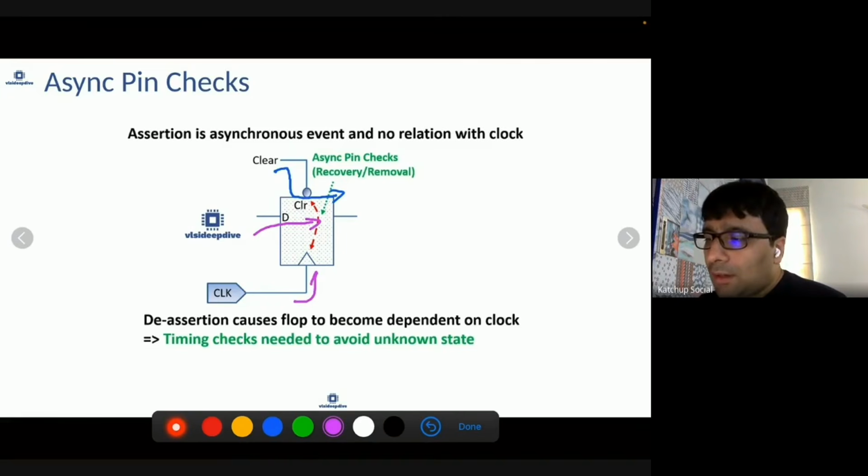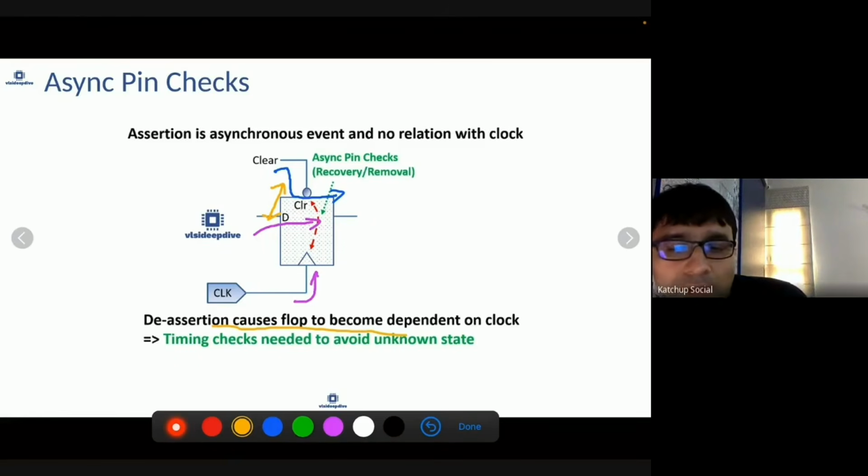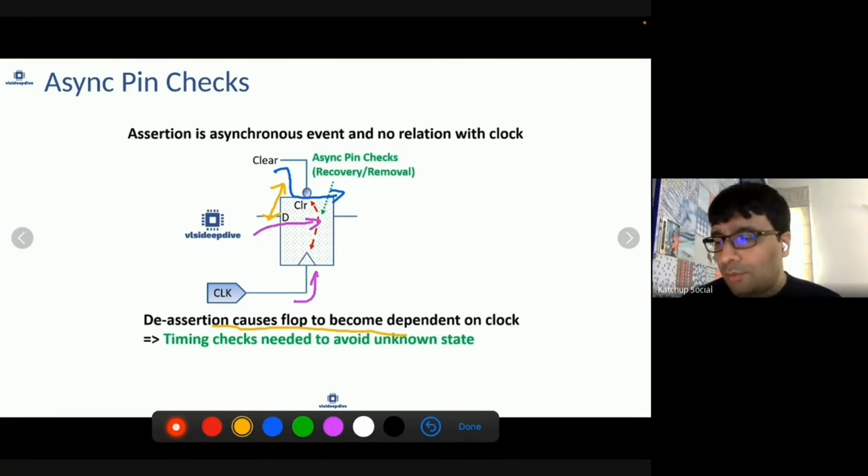So when you migrate from asynchronous to synchronous events, during that time, in order for the design to behave reliably, that deassertion is dependent upon clock, and there need to be some time requirements in order to ensure the design is behaving reliably, similar to your setup and hold. So there are timing checks needed to avoid that unknown state if this transition happens very close to the clock.